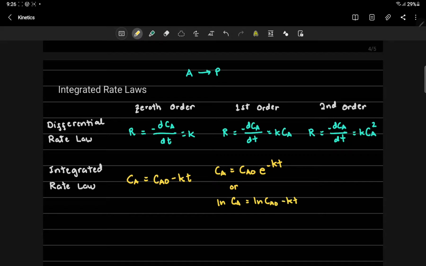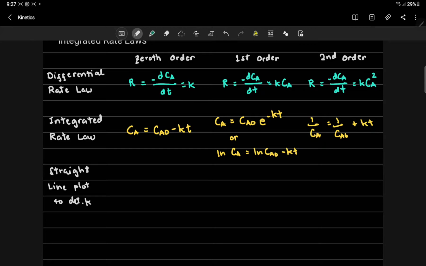And lastly, for a second order reaction, you'll have 1 over the concentration of A will be equal to 1 over the initial concentration of A plus kt. So you can simply derive these equations by just solving the differential equation, or integrating the differential rate law. So please try that.